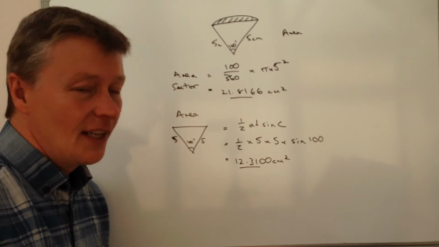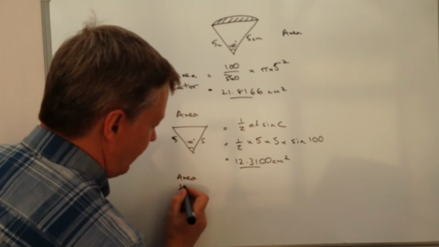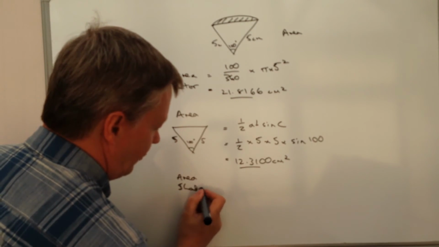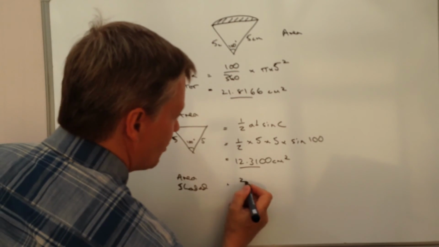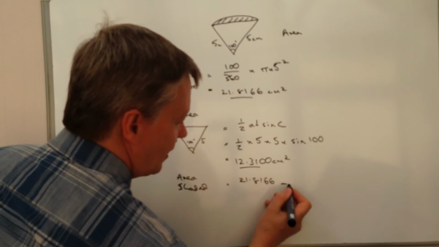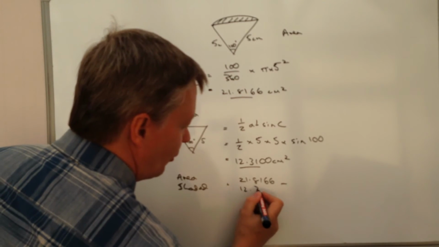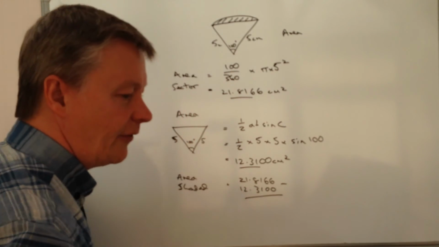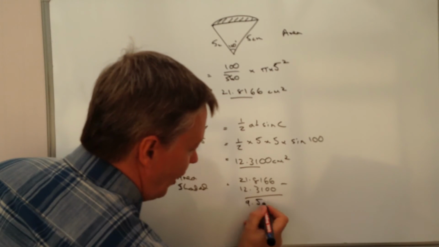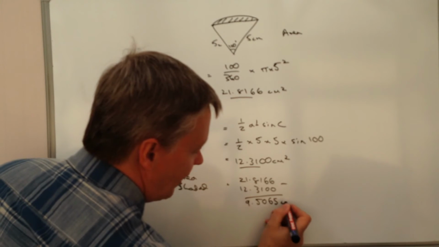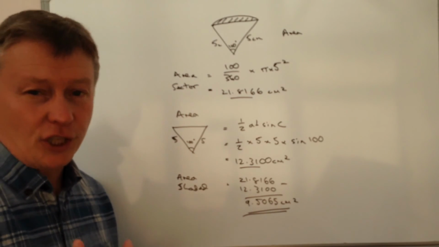So to get the area of the shaded bit, the area of shaded is going to be equal to the area of the sector, which is 21.8166, minus the area of the triangle itself, which is 12.3100. If I take one away from the other, I end up with 9.5065 centimeters squared. And that's the area of the shaded piece.